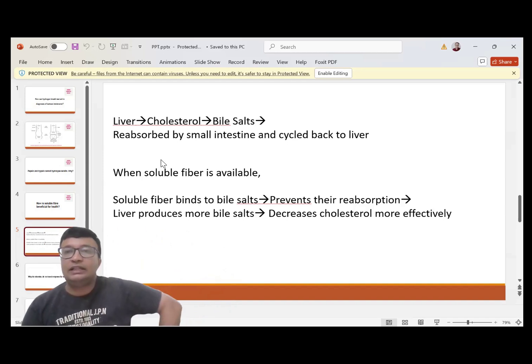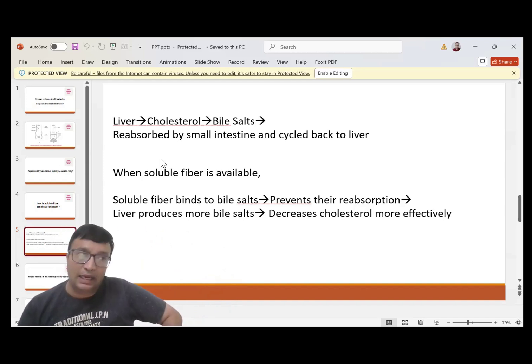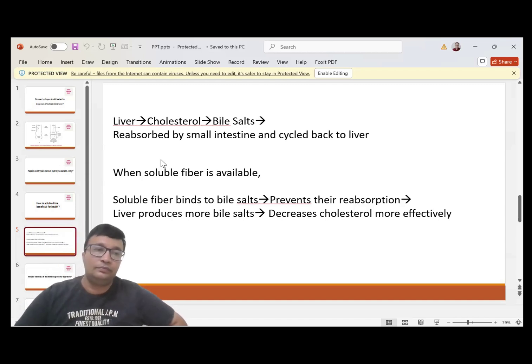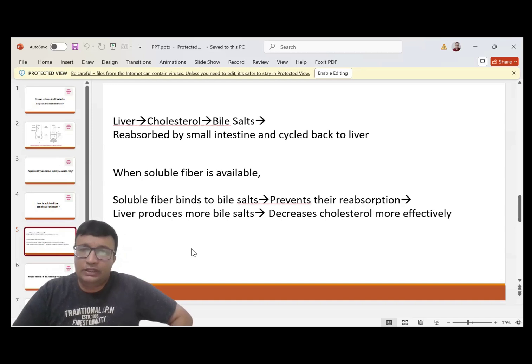Usually the bile salts are recycled when one consumes a diet which is low on plant-based soluble dietary fiber. So this is how liver gets a chance to produce more bile salts and digest more cholesterol. Okay. And of course, this also prevents diseases associated with liver, especially fibrosis of liver, which is caused by cirrhosis. Cirrhosis is caused by indiscriminate consumption of alcohol. That is also called as alcohol abuse.